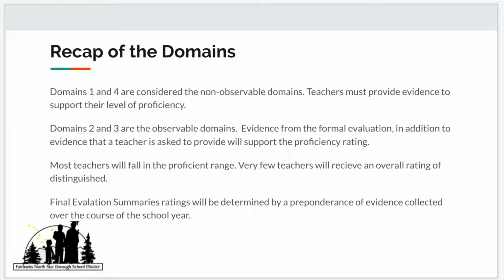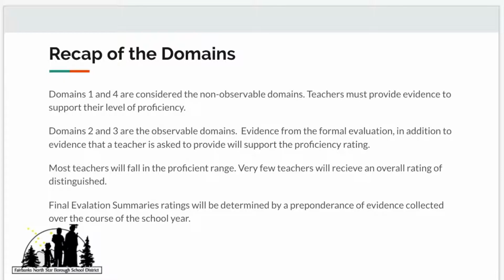Let's do a quick recap of the domains. Domains 1 and 4 are considered the non-observable domains. Domain 1, planning and preparation, are the skills required to develop effective instruction. Domain 4, professional responsibilities, relates to the responsibilities that teachers have outside of the instructional portion of their duties. Domains 2 and 3 are the observable domains. However, an evaluator may not observe all the components of each domain within one 30-minute lesson. It is the teacher's responsibility to provide insight and evidence for any component that was not observed.